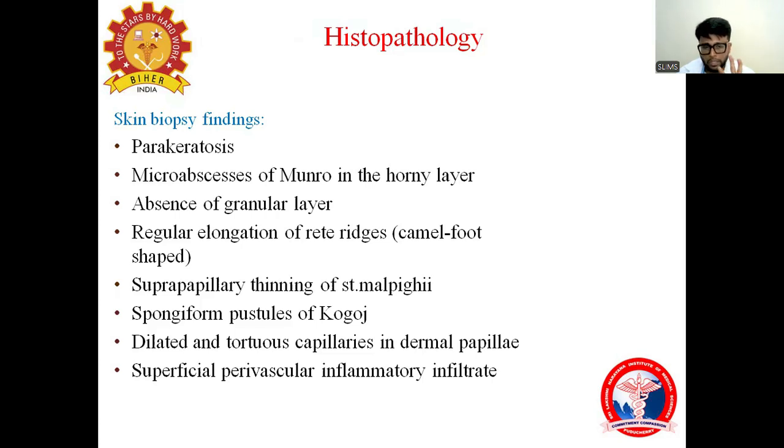So I told you now, there will be the Auspitz sign. Auspitz sign is nothing but when you remove the scales, it comes with pinpoint bleeding. So what happens initially, you scrape. On scraping, you remove the scales and you can find the suprapapillary thinning. That's in the Malpighian layer. On removing that you can find the pinpoint bleeding. That's due to dilated capillaries in the dermal papillae.